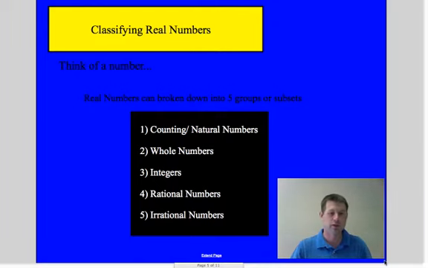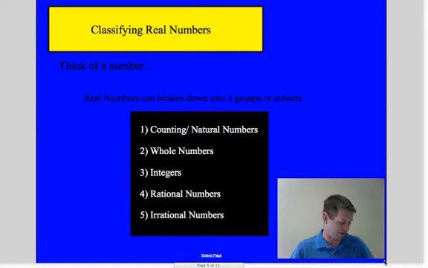The next thing we're doing is classifying real numbers. So what I want you to do is take a second, think of a number. That number that you just thought of, the odds are that what you thought about is a real number, because that's all you know so far. Real numbers can be broken down into 5 groups or subsets.